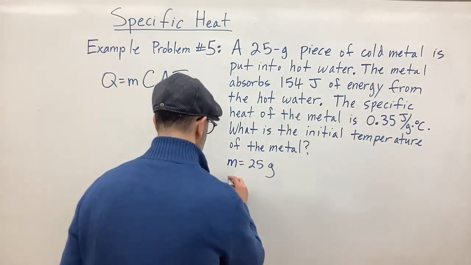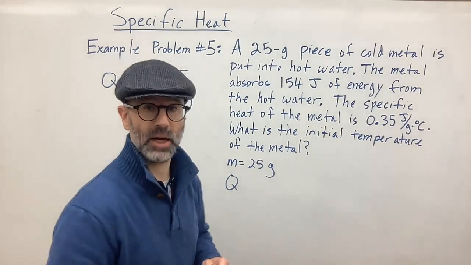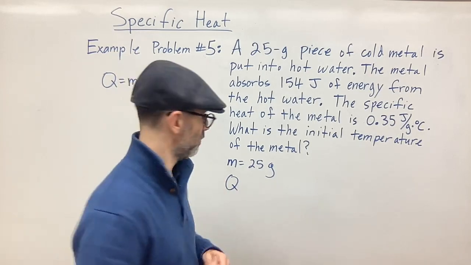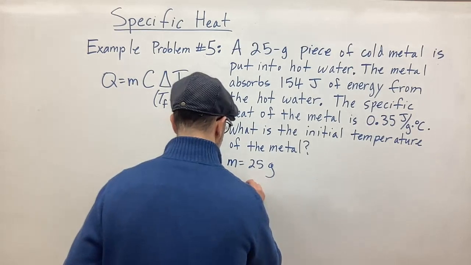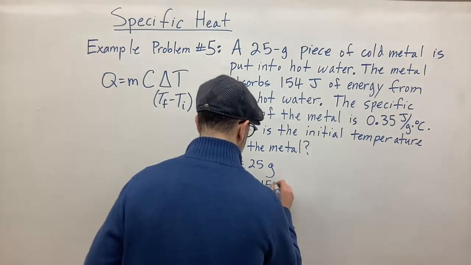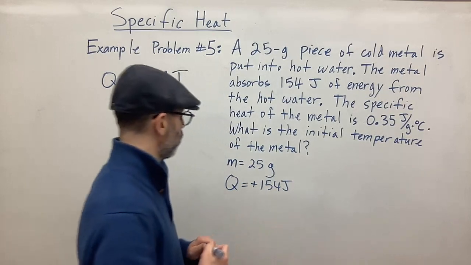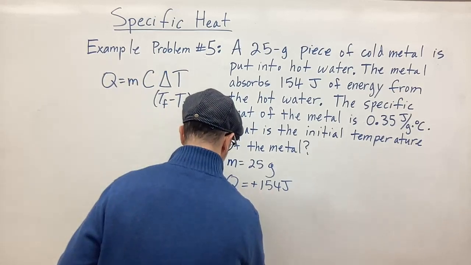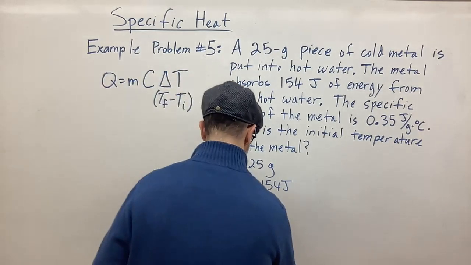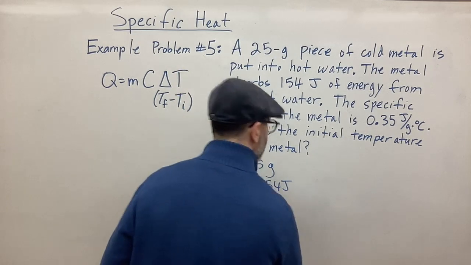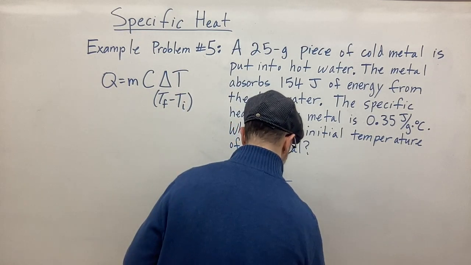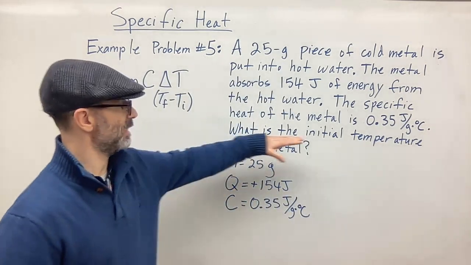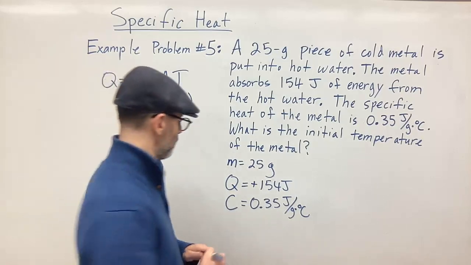So we've got our Q. In this case, the metal, which is our system, is absorbing the energy, so that's going to be a positive value. So a positive 154 joules of energy absorbed by the metal. The specific heat of the metal, they're giving us that: C is equal to 0.35 joules per gram degree Celsius. And what is the initial temperature? They're asking us for the initial temperature.